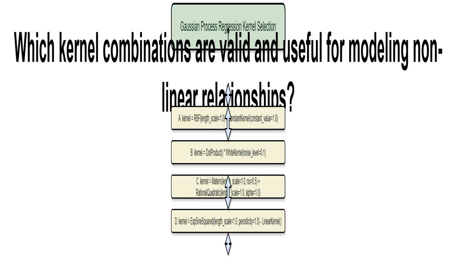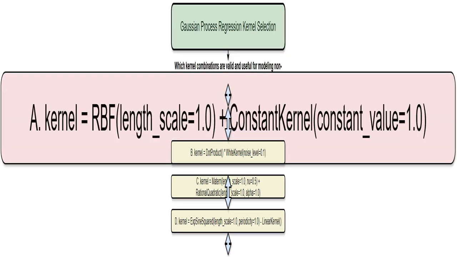This is a fun one. This combines a radial basis function, RBF, kernel, which models smooth, nonlinear relationships, with a constant kernel that adds a constant value, acting as a bias term. This is a valid and commonly used combination for improving model fits. Think of it as adding a little bump to your model for better accuracy.